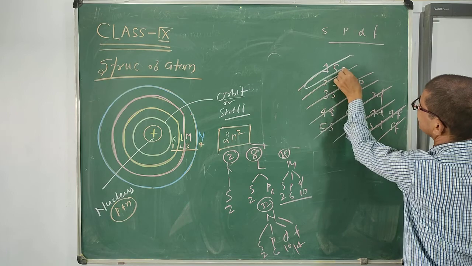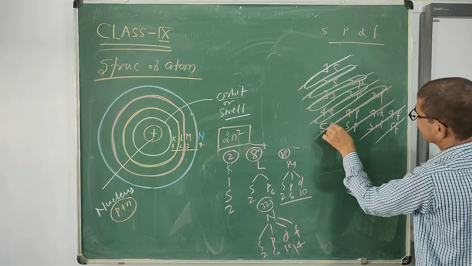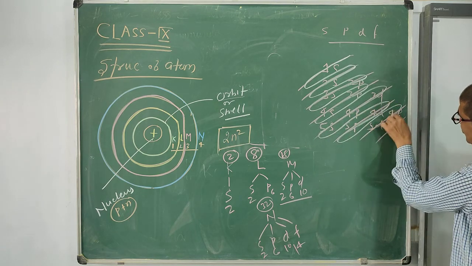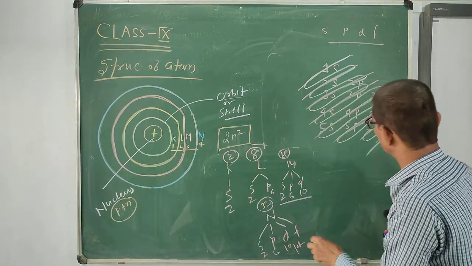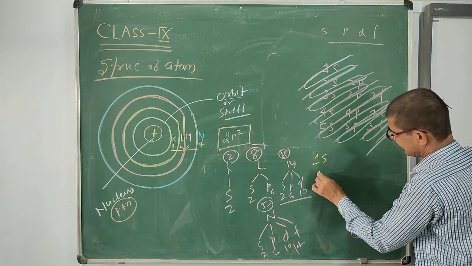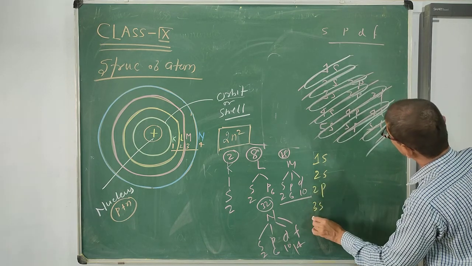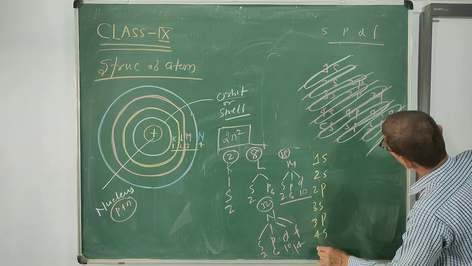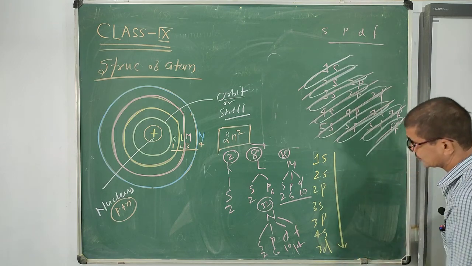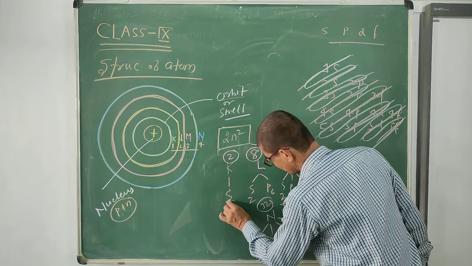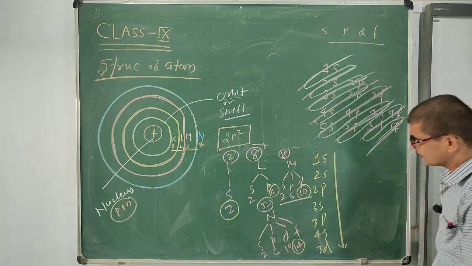This is the way electrons enter: 1s, then 2s, then 2p, 3s, 3p, 4s, 3d, 5s, 4d, 5p, 4p and then 5f. So an electron at first enters into 1s, then 2s, then 2p, 3s, 3p, 4s, 3d and so on. This is the way for entering the electron, and you know that the maximum number of electrons for S is 2, for P is 6, D is 10 and F is 14.